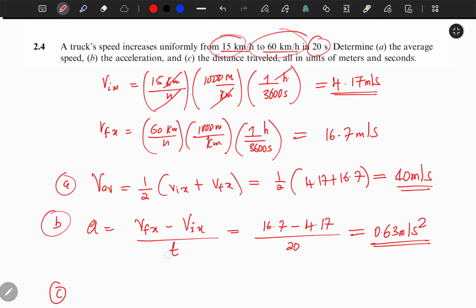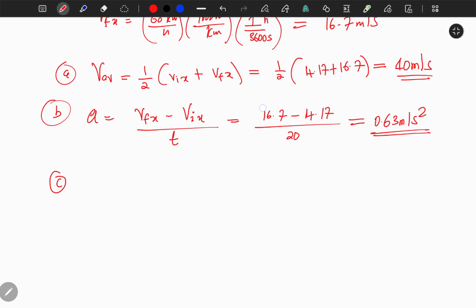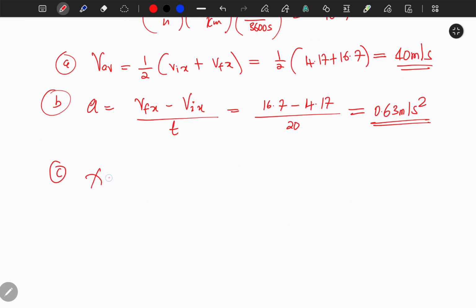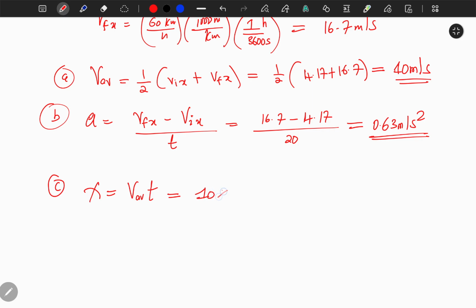Then what is C? This is talking about the distance traveled. Now distance, if you want, you can use S, is just velocity, and in our case it will be average velocity, times the time. That's how we find distance. Remember, speed is distance over time. So make distance the subject of the formula. You'll be multiplying speed and time. And because of that, our average velocity is 10 meters per second, and our time is what? 20.